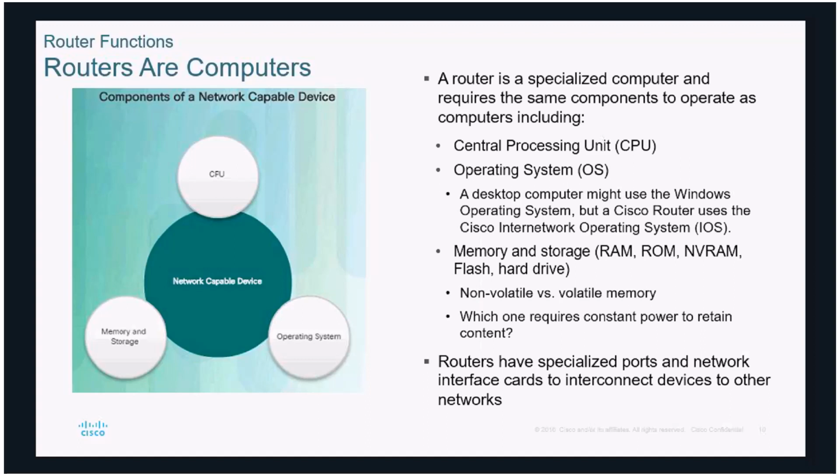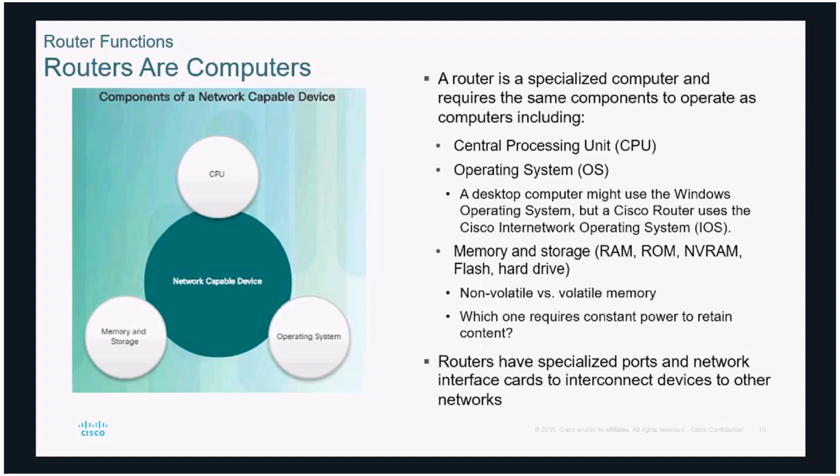You then have to store things in memory, both short-term and long-term. So we have different types of memory and storage because of that. We have RAM, ROM, NVRAM, flash, and hard drive. So this idea of having volatile and non-volatile memory: non-volatile means that if the power's turned off, it stays. And volatile, if power's off, it loses. It's flushed, right?